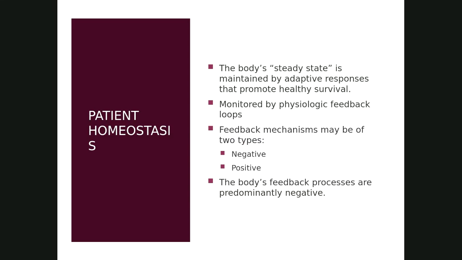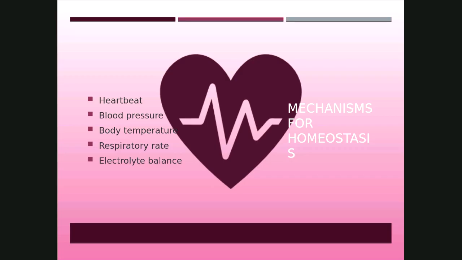When we talk about patient homeostasis, homeostasis is basically the body's steady state maintained by adaptive responses that promote healthy survival. And it's monitored by physiologic feedback loops. And those feedback mechanisms can be two types. They're either negative or positive feedback loops. The body's feedback processes are predominantly negative, okay? And that is all found on page 166. You probably learned that in anatomy.